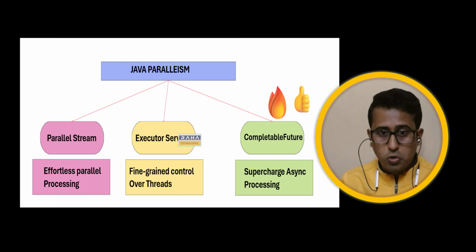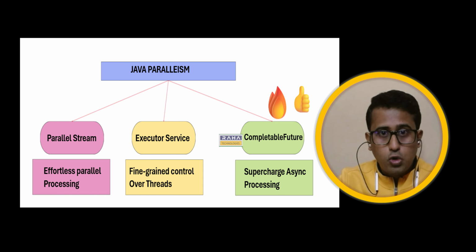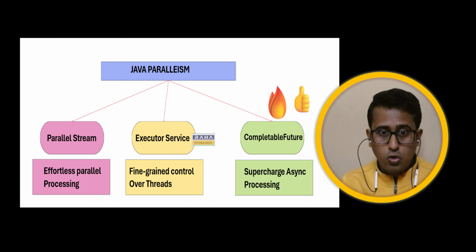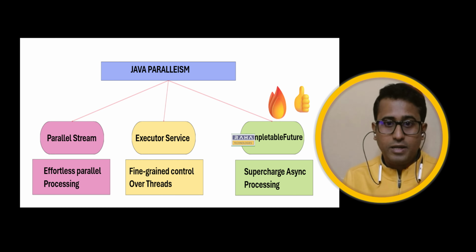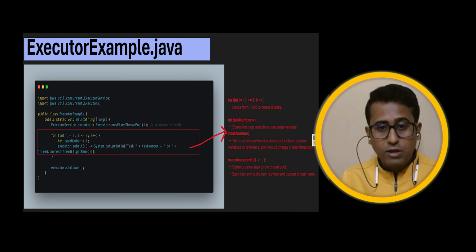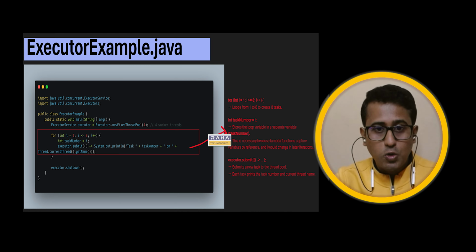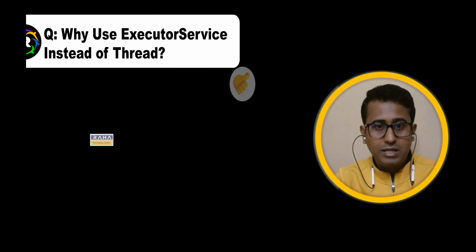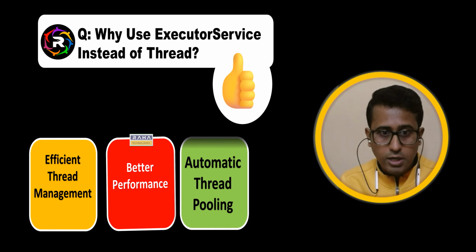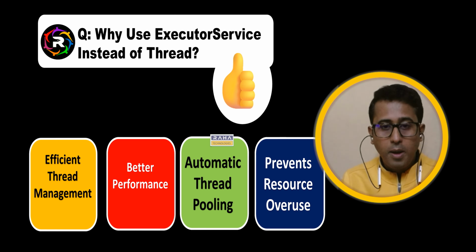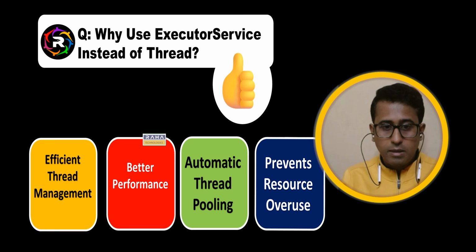If you want more control, let's go deeper. Method 2, executor service, which is fine-grained thread control. Parallel streams are automatic, but what if you need precise thread management? Here is how executor service gives you full control through this code I am explaining. Key benefits: managing the thread pools efficiently, controlling how many threads are running, and preventing CPU overload by limiting the threads. This is the example output.